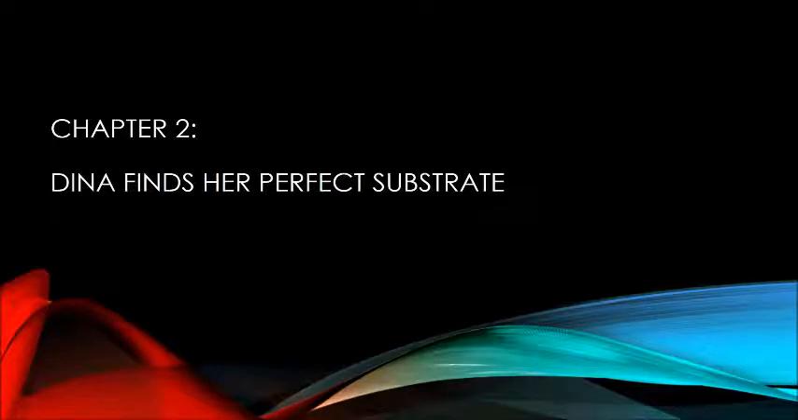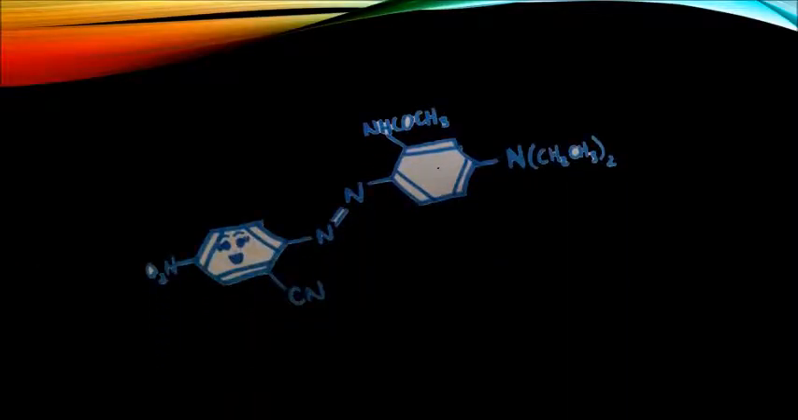Chapter 2. Dina finds her perfect substrate. Hello there again. You know, I've just been so lonely lately. What good is a dye if it doesn't color anything? I could really use someone to bond with. Well, you're in luck, Dina. Each kind of dye has a specific type of substrate or fiber that it's designed for. There are many different types of dyes, but the most common organic dye, making up 66% of all dyes, is the azo dye. Well, what kind am I?